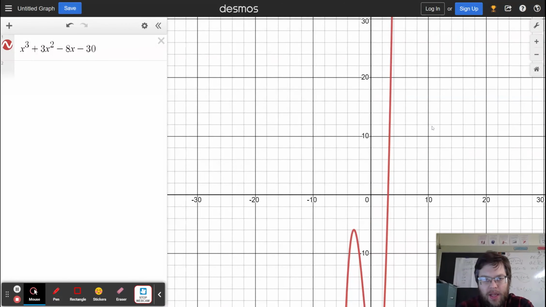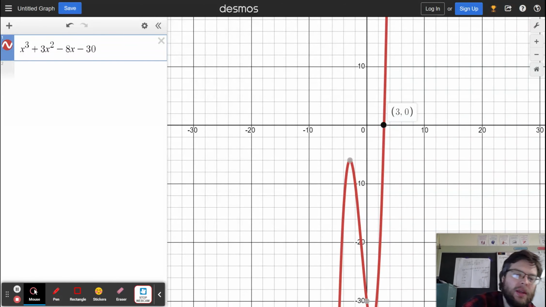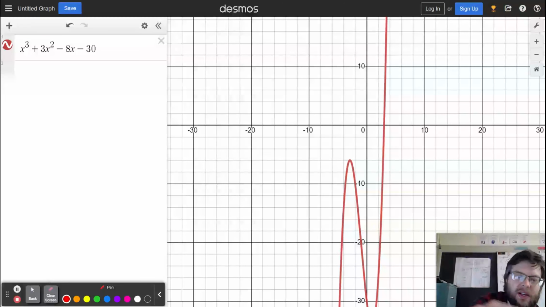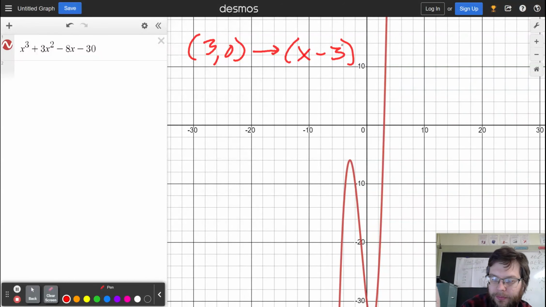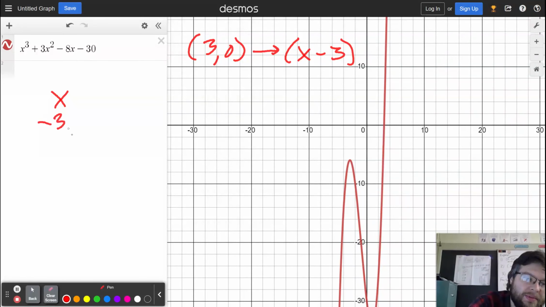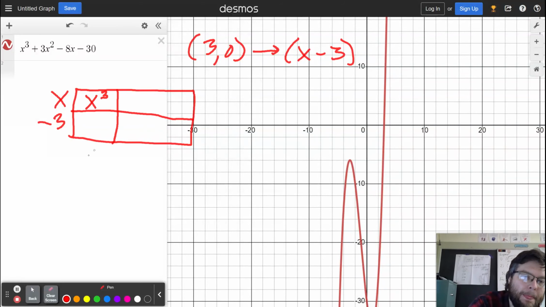I typed in a cubic equation, and I can see that it hits the x-axis at one spot, at (3, 0). So if (3, 0) is a root, then that means that x minus 3 is a factor. So I can take my original polynomial and divide it by x minus 3. It's something we practiced, but it's been a little bit since we've practiced it.